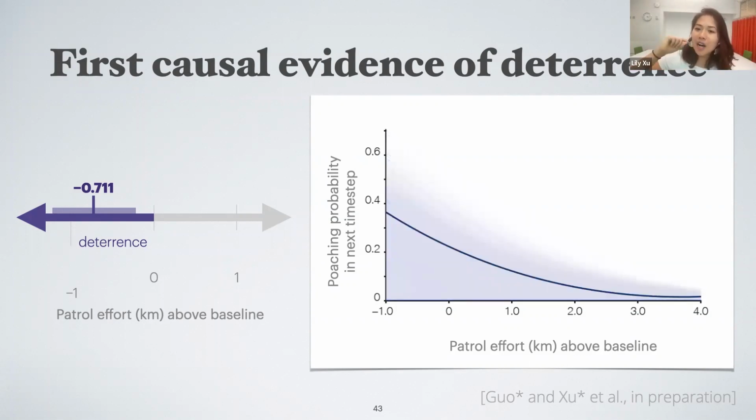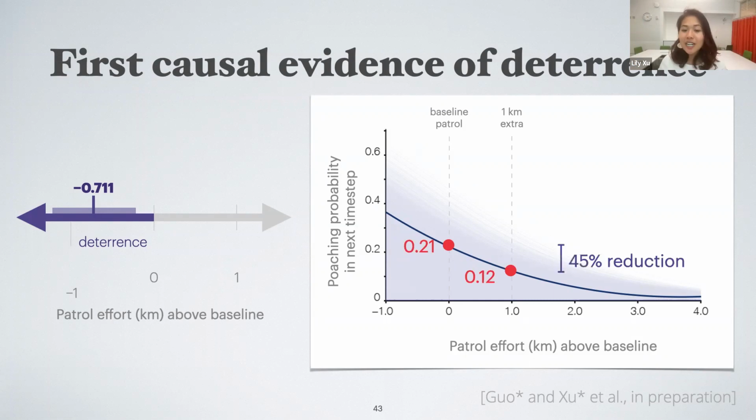So if we were to look at the median line in this map, for example, at a baseline level of patrol, where we're patrolling as business as usual, the probability of poaching is 21%. But then if we patrol 1 additional kilometer more, this probability of poaching goes down to 12%, which is a 45% reduction in the probability of poaching, which is the first causal estimate of deterrence.